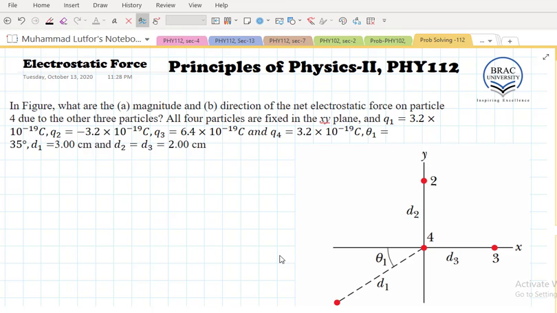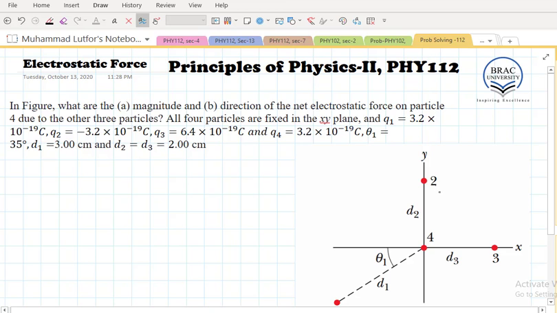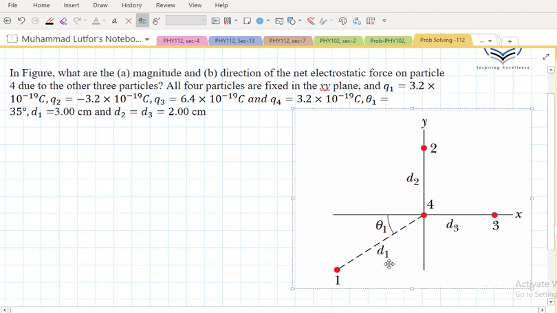So this is problem 62 from your reference book, Resnick Halliday Walker, 10th edition. In this problem, we are going to find the net force on particle 4 due to the other charges. In this figure, if you closely observe, this is charge particle 4. I have to find the net force there due to the other charges. This is charge 2, this is charge 3, and this is charge 1.